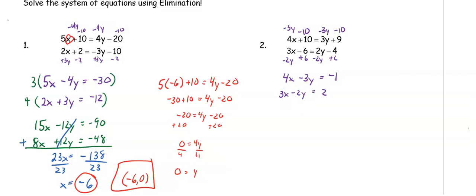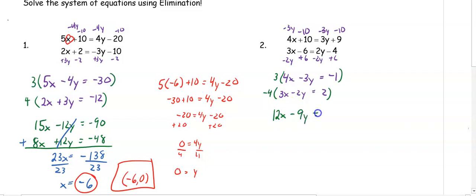We don't have any equations with any variables with opposite signs. This time, let's try and get rid of our x's first. So I'm going to multiply the first equation by 3 and the second equation by negative 4 because I need a negative sign in there, so we'll cancel out the positive. So we get 12x minus 9y equals negative 3, and we get negative 12x plus 8y equals negative 8.